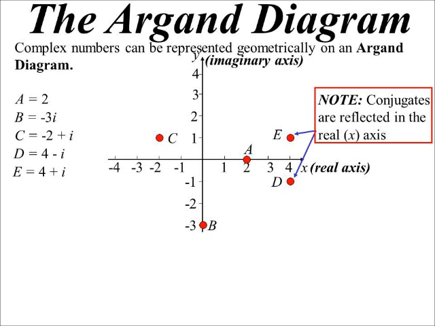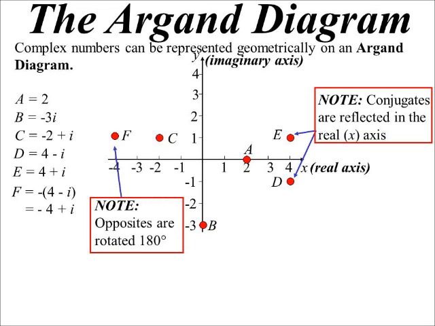Now, how about if I took a negative of a number? So the negative of 4 minus i, so the negative of D if you like, which would become minus 4 plus i. So it would be over there. Now look at that in relation to D, and it's also a reflection, but this time through the origin. So a negative of a number is reflected through the origin. Another way of thinking about that is rotation. You think, oh, well, I've rotated the point, again, through the origin, but I've rotated it 180 degrees.